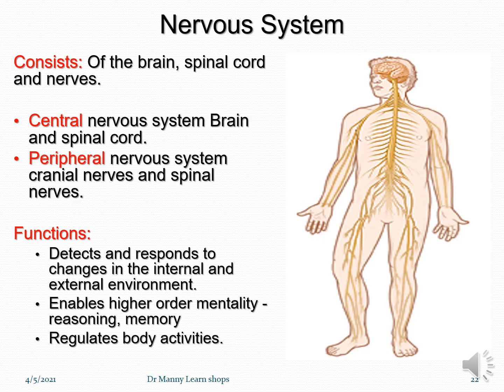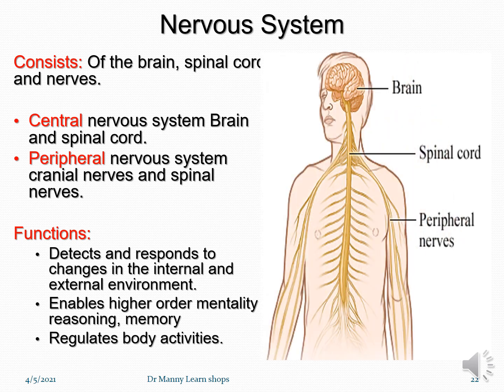Now let's look at the nervous system. The nervous system consists of the brain, the spinal cord, and the peripheral nerves. The central nervous system, as it says, central, deals with the brain and the spinal cord. The peripheral nervous system deals with the cranial nerves and the spinal nerves.